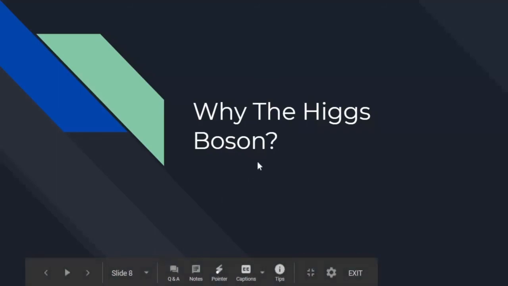So what's so special about the Higgs boson? Why is it such a big deal? Well, we saw in the standard model in Ashwin's lecture that the Higgs boson itself isn't very important. The Higgs boson is important because it proved the existence of the Higgs field, which gives matter its mass.